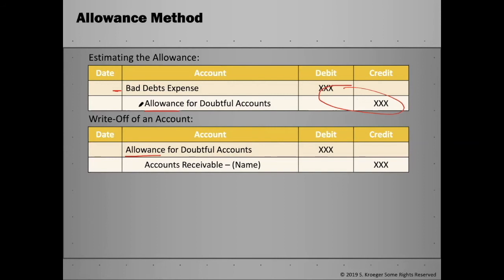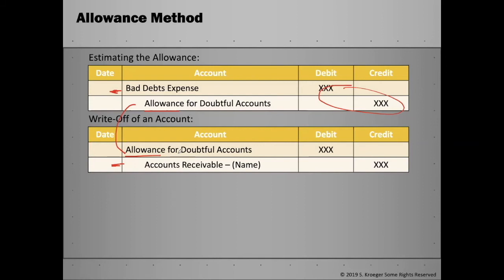It's very similar to the direct write-off method where we did the debit to bad debt expense and the credit to accounts receivable. We just have this middle step here where we use allowance for doubtful accounts as like a temporary holding account. We're going to credit it here and debit it here so it does cancel out and we're left with the same result.